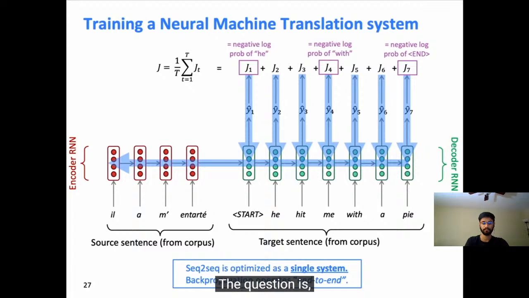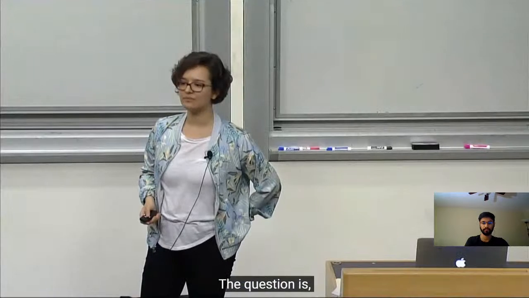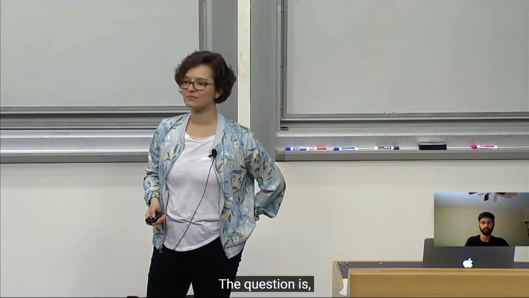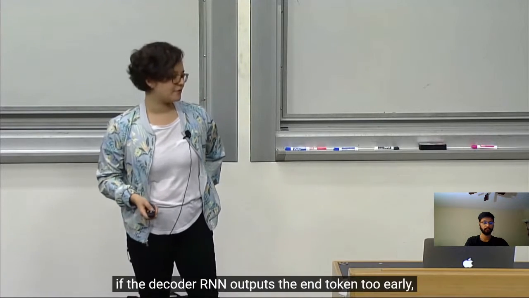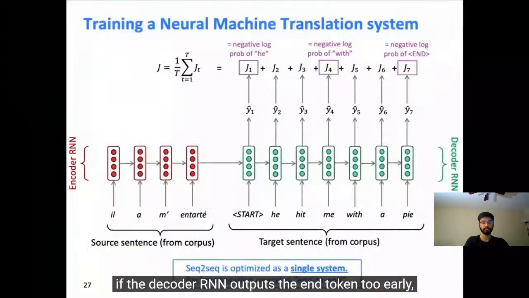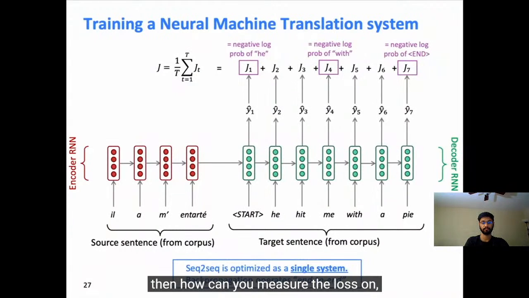Yep. If the decoder outputs the end token early or late, how do you handle the loss when it wouldn't get to accrue by continuing to produce it on? The question is, if the decoder RNN outputs the end token too early, then how can you measure the loss on the words that came after that?